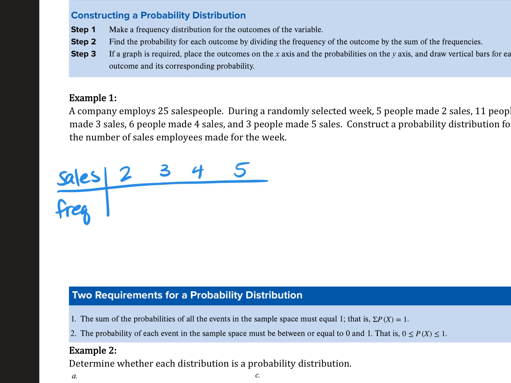How many people had 2 sales? 5. How many people had 3 sales? 11, 4, and 5. 3. Then I'm going to find P of X, the probabilities. So I'm going to take the frequency and divide by the total. Write it as a decimal.